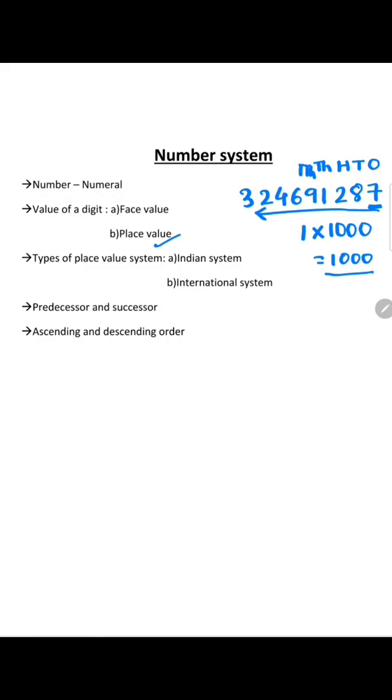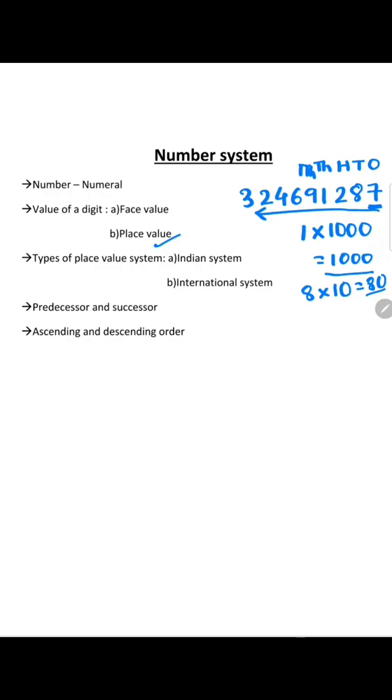Let us take another example from the same question. What is the place value of 8 in this number? So we have to write 8 into, 8 belongs to tens place here. So 8 into tens place means into 10, which gives us 80. So 80 is the place value of 8 in this number.